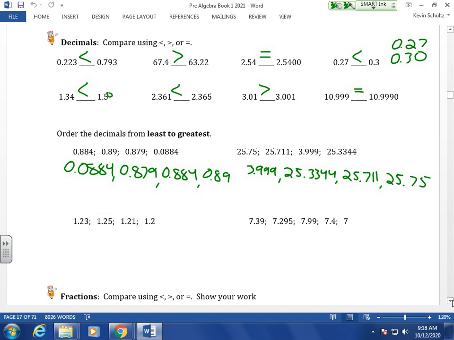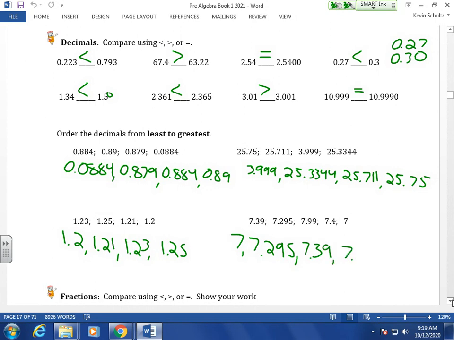Third one, 1.2 is first, then 1.21, 1.23, and 1.25. And the last one, 7 holes will come first, followed by 7.295, 7.39, 7.4, and finally 7.96. Questions on those?